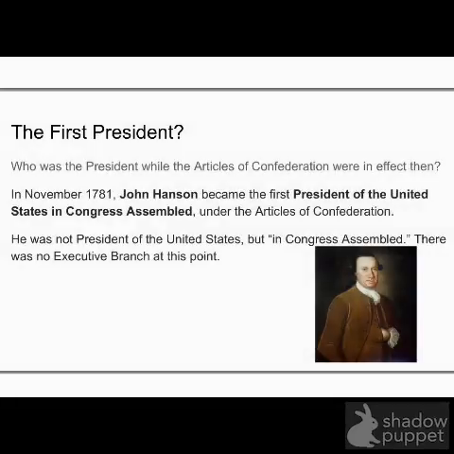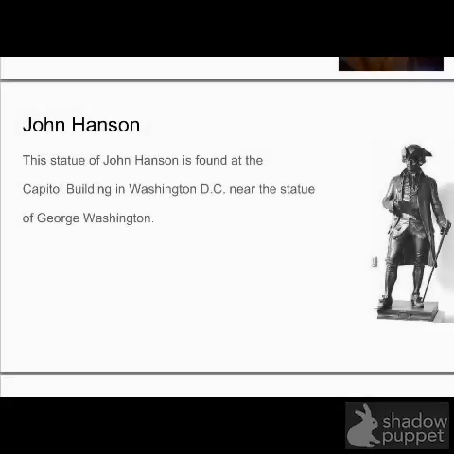And we talked about John Hanson, who was the President of the United States in Congress assembled under the Articles of Confederation. He was not the President of the United States, but the President of the United States in Congress assembled. Remember, at this time there is no executive branch, just a legislative branch. And then there's this cool picture I found of John Hanson. That statue is currently right outside the Capitol building in Washington, D.C., and it's right next to the statue of George Washington.